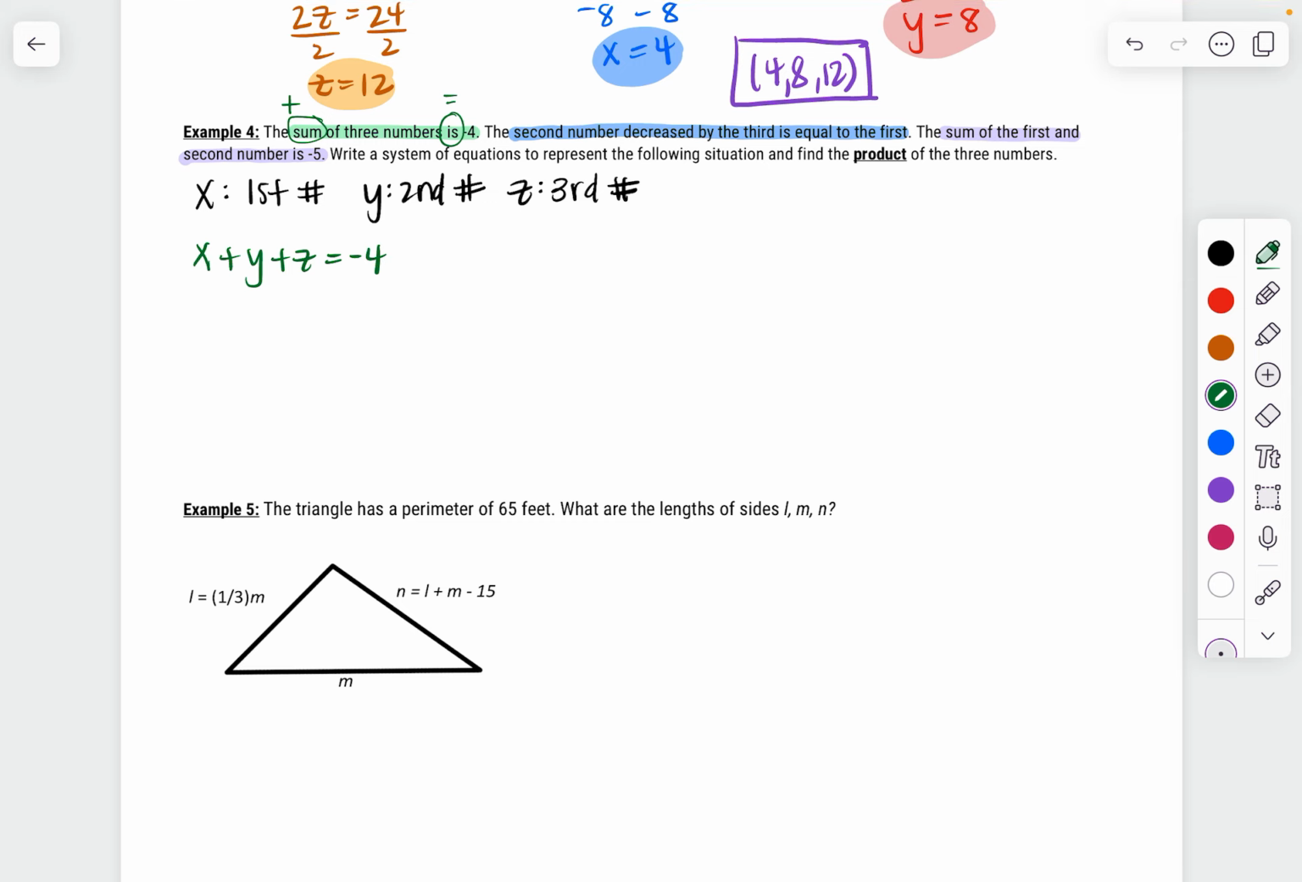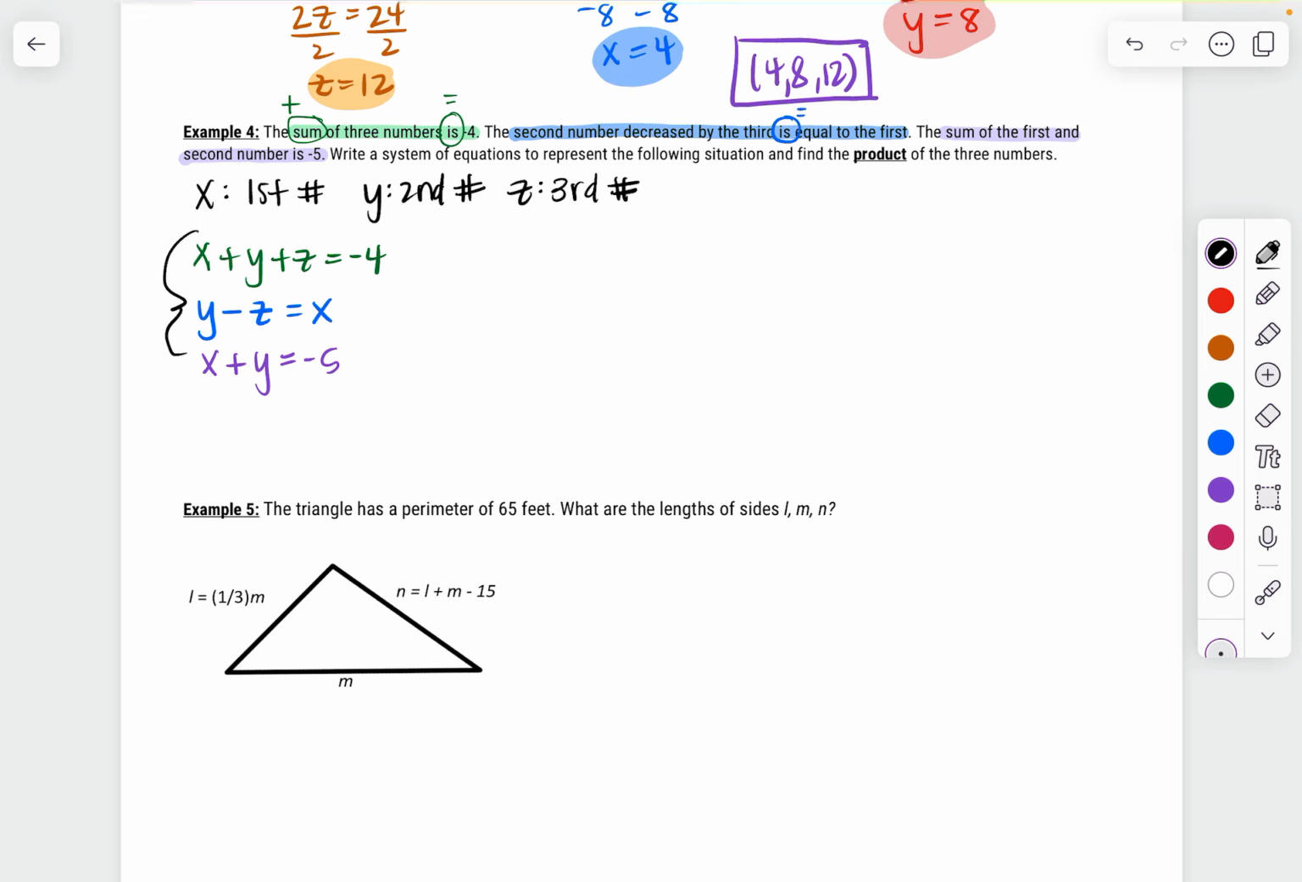Then we are going to look at the second one. The second number decreased by the third is equal to the first. So "is" is kind of like my equal to point. The second number is y, and we're decreasing it by the third number, and it's equal to the first. And for my last equation, the sum of the first and second number is -5. So the sum of the first and the second is -5. So here is my system of equations.